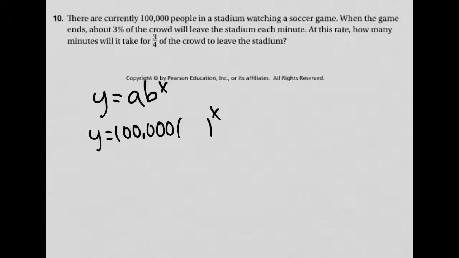It says when the game ends, about 3% of the crowd will leave the stadium each minute. So is that increase or decrease? That's decrease, right? By 3%. So if I want to turn it into a decimal form, remember, always start with the 100%. Add or subtract depending on what you have. In this case, we're subtracting 3%, which leaves me with 97%.